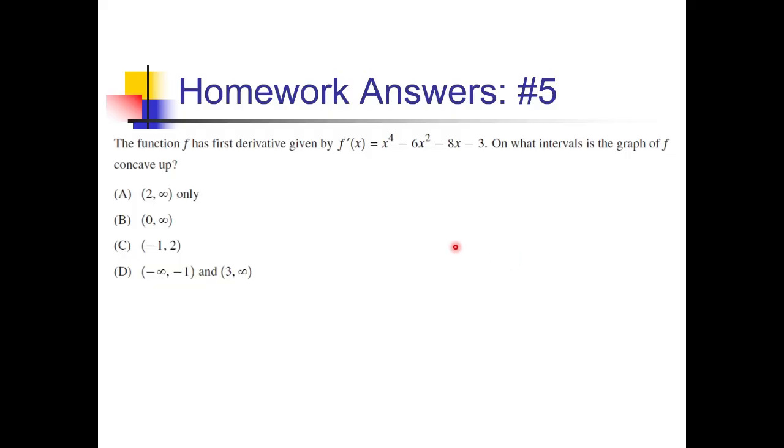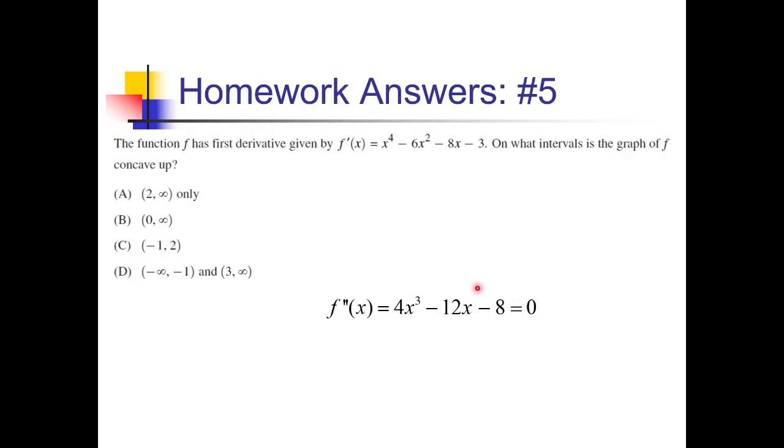For this problem, we are given the first derivative of a function, and we want to know on what intervals the original function is concave up. So basic idea is we just need to figure out where the second derivative, f double prime, is positive. If we've already got f prime, we just need to take one more derivative to get f double prime. So using our power rule on each of these terms, we've got 4x cubed minus 12x minus 8. And we're going to figure out where this equals 0 to get some critical values, and then we'll just use the graph to see where this thing is positive or negative.